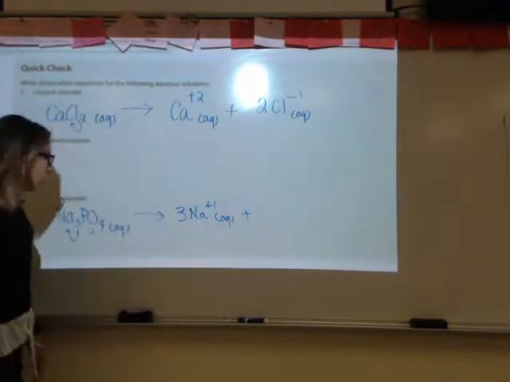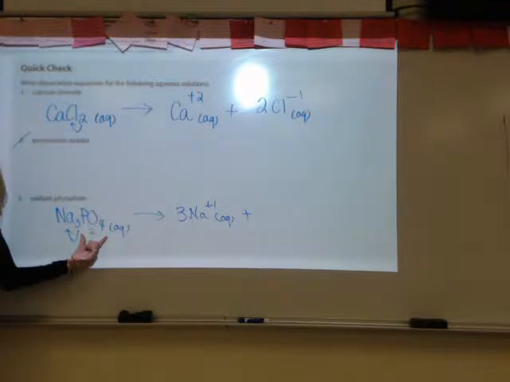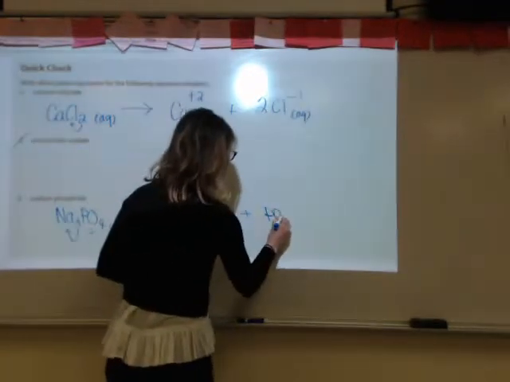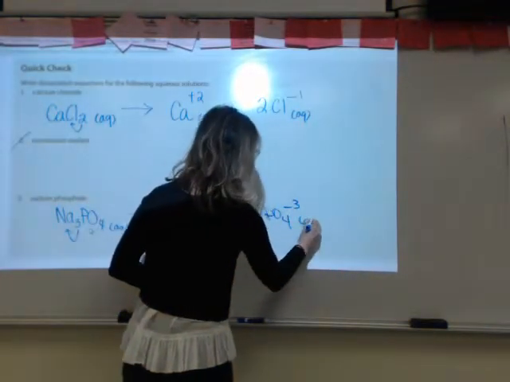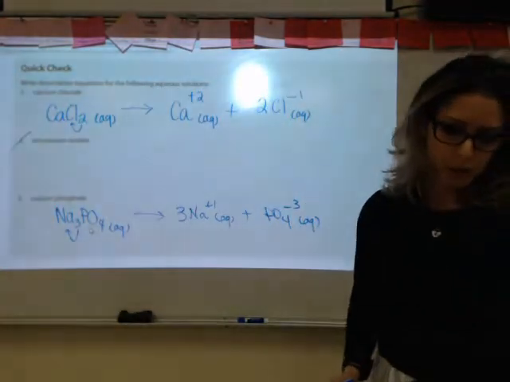And the charge on the sodium ion is a +1. If I don't have parentheses around phosphate, how many do I have? 1. So I have 1 phosphate ion, and that's it. I'm done. Questions on writing dissociation equations?